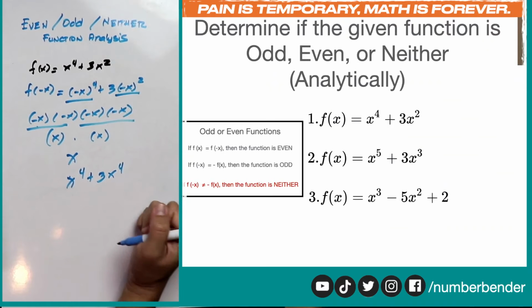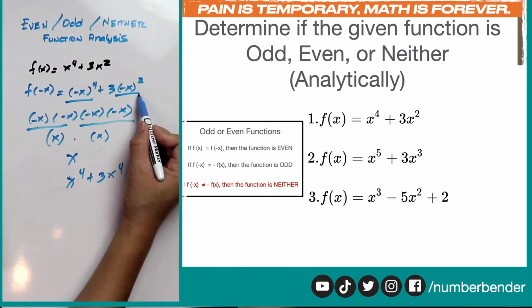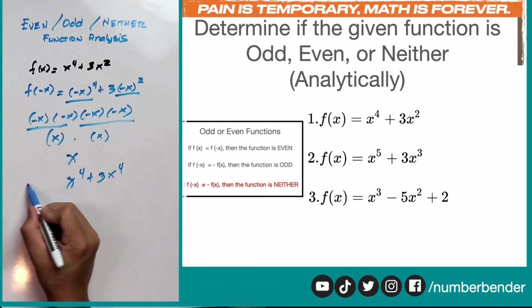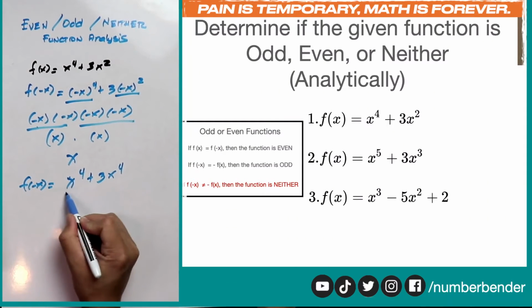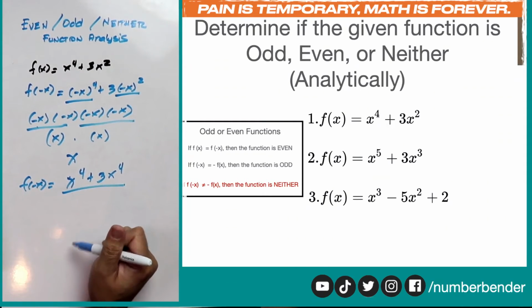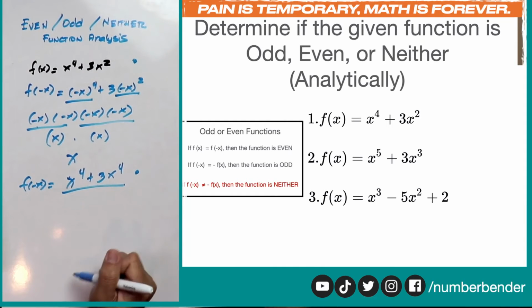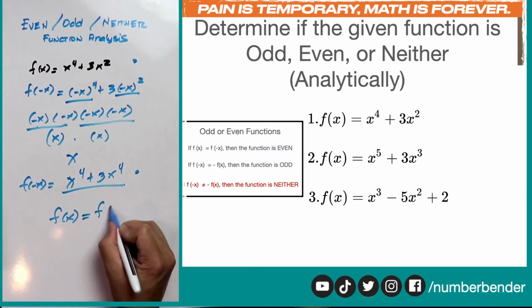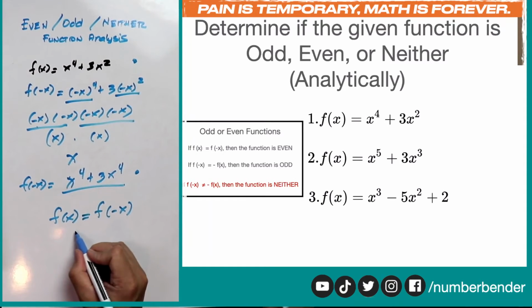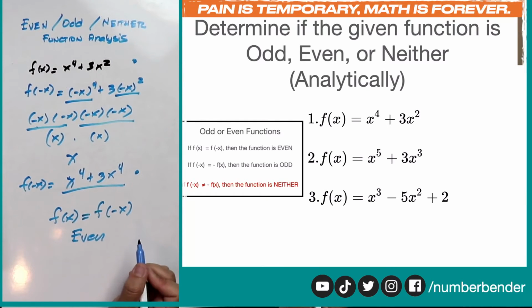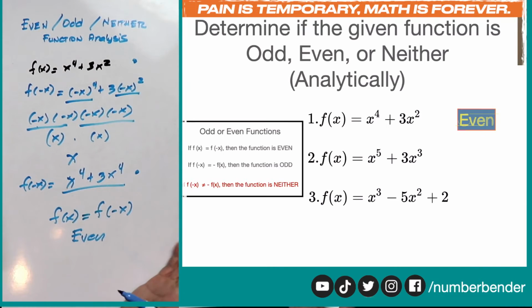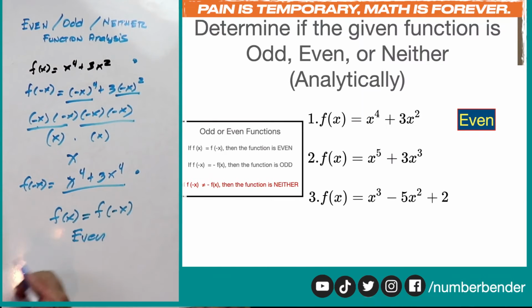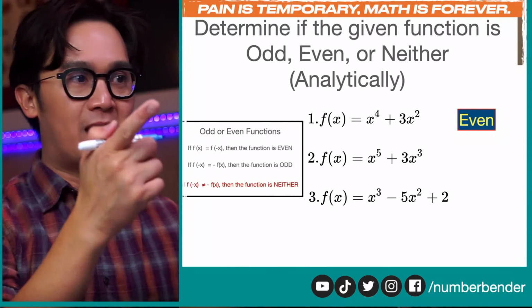So we can simplify our f of negative x into x to the fourth plus 3x squared, which is the same as our f of x. So here, we now prove that f of x is equal to f of negative x. Therefore, our function is going to be even. And that is how we determine if our function is even or not, by just using the conditions that we have in our cheat sheet.